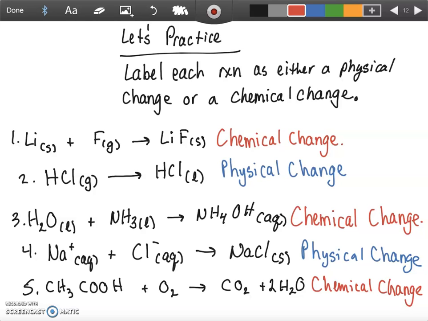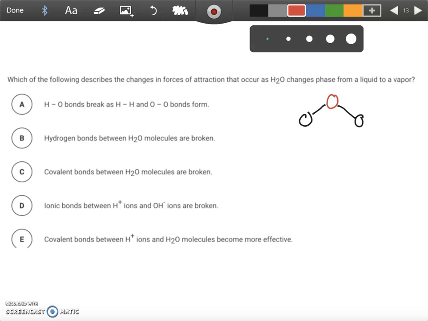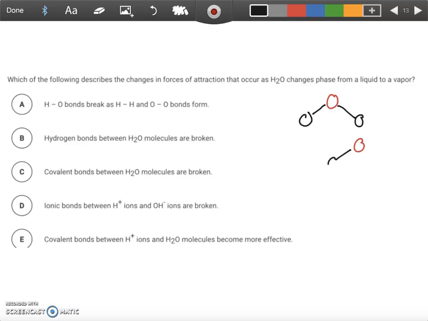Alright, let's go ahead and move on to some AP style multiple choice questions, and we'll work through this one together. Which of the following describes the changes in forces of attraction that occur as H2O changes phases from a liquid to a vapor? Okay. Well, let's go ahead and just draw a little quick model of water right here to help us answer this question. And we'll draw two of them so that we can look at the forces that can occur between water molecules.